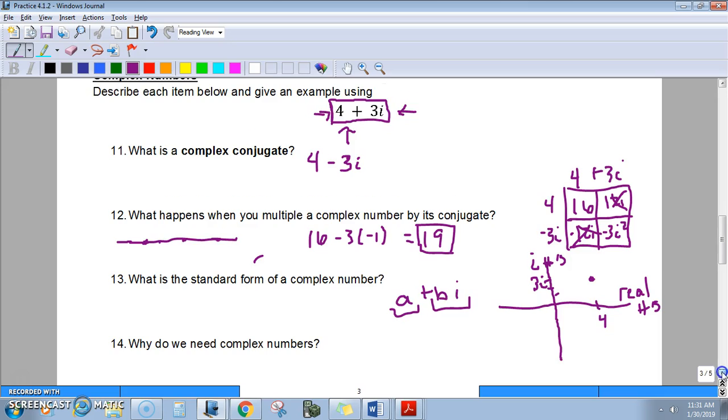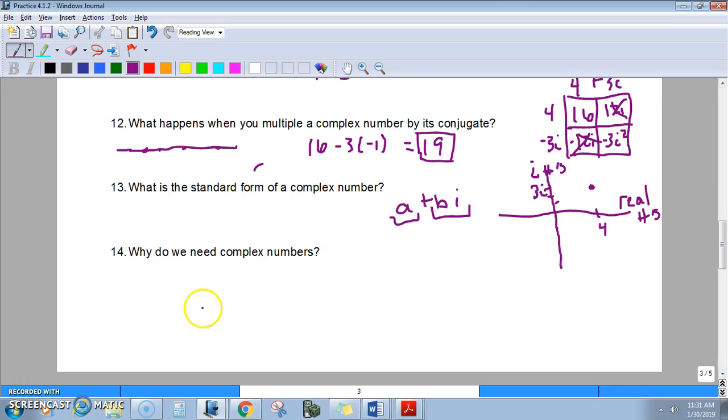Why do we need complex numbers? So that we can take the square root of negative numbers. Okay. The square root of negative 16, well, what's the square root of 16? Positive and negative 4. You guys had a brain freeze. Positive and negative 4 times the square root of negative 1. Well, what we can call that is 4i, right?